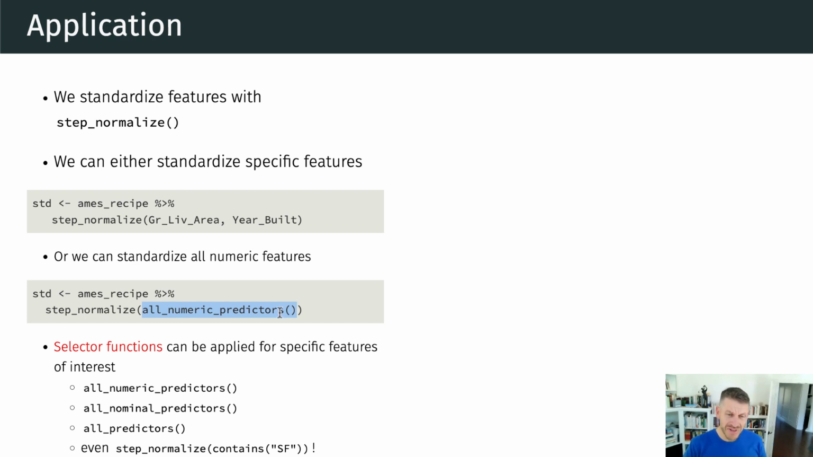This is very similar to some of the helper functions we saw several weeks ago when we were working with dplyr in the select function, except these are specific to identifying what type of variables we want to work with. There are a few different selector functions, such as all_numeric_predictors. We have all_nominal_predictors, so this would be all categorical predictors. We can use all_predictors, and there are several other ones. We can even include some of those select helper functions we saw earlier, starts_with, ends_with, contains, directly in these recipe steps.